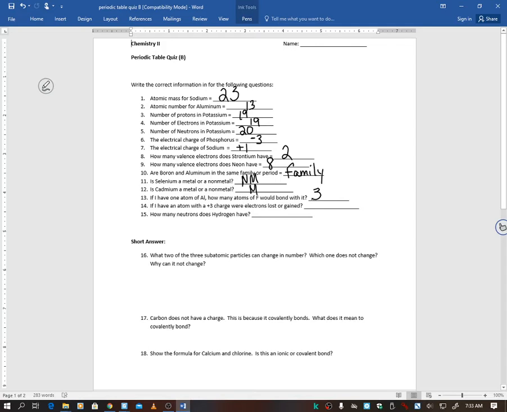Number 14, if I have an atom with a +3 charge, were electrons lost or gained? Well, remember, electrons are negative. So if I have a positive charge, I lost negative electrons.